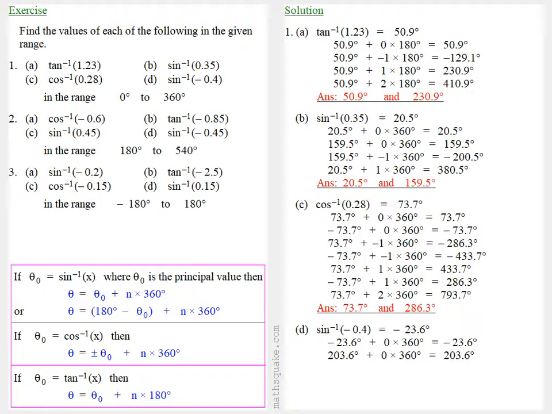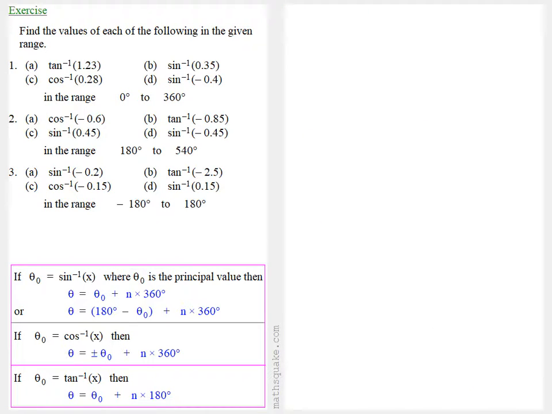So if we take those two values, and then onto each of them we add 360, we get the values minus 23.6, 203.6, 336.4, and 563.6. Now the only two that lie within the range are 203.6 degrees and 336.4 degrees. So those are our answers.